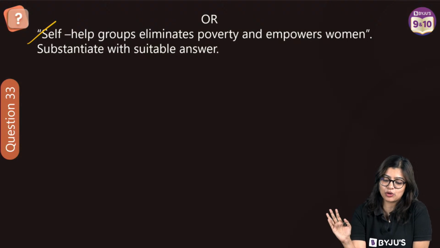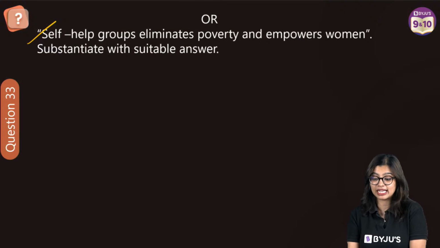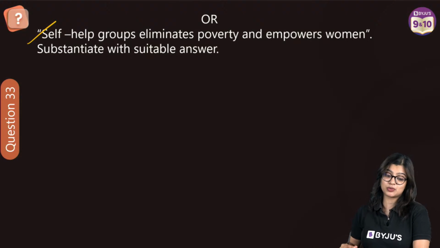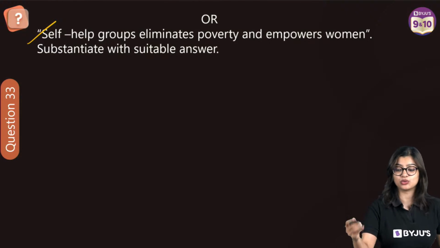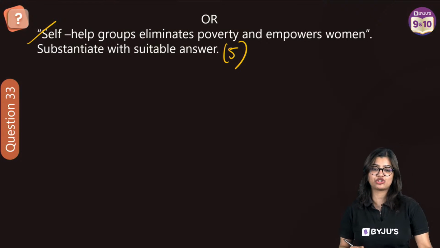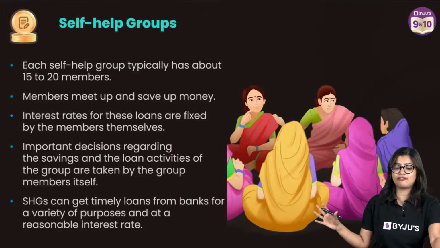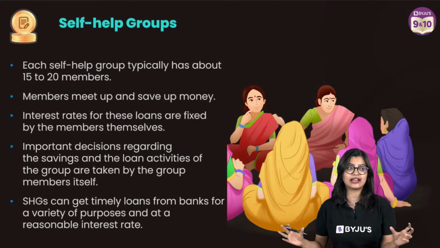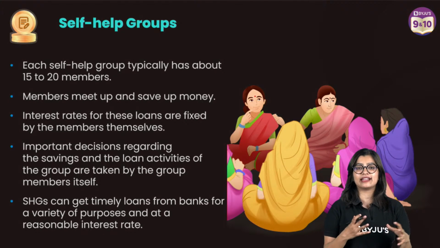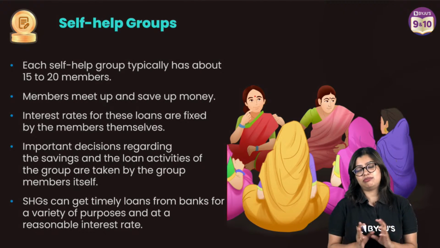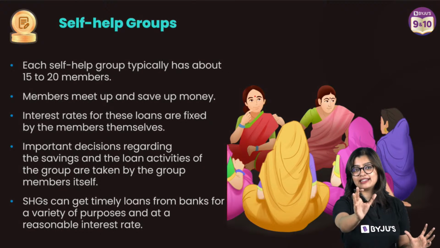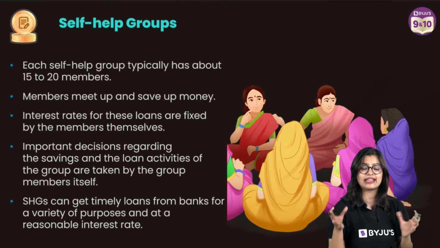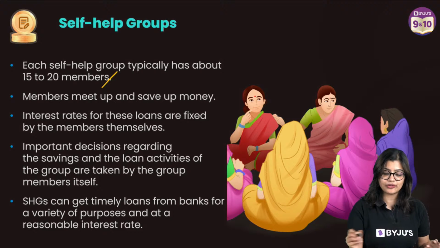See, what are self-help groups? They're saying that self-help groups eliminate poverty and empower women. Substantiate with suitable answer. 5-mark question. See, what are self-help groups? I gave you this example: imagine all your aunties in your neighborhood decided to make a group, right? And they decide that, okay, now, assuming, not exactly that they don't have money or anything, but assuming that they all come together. So there'll be about 15 to 20 people.